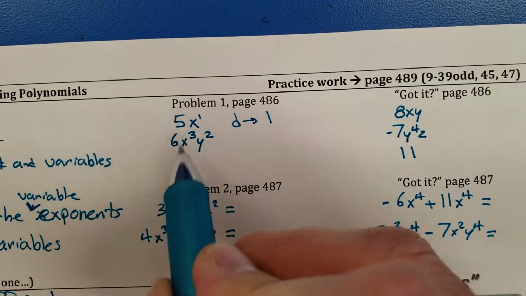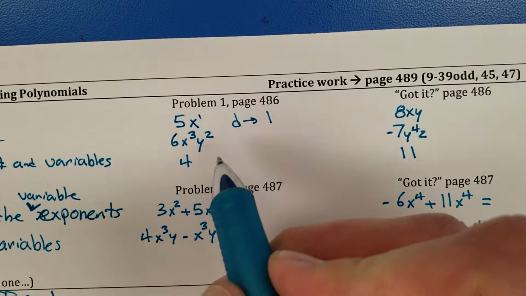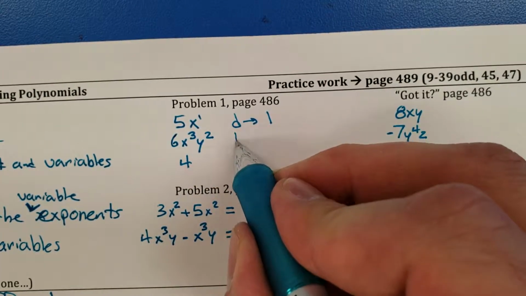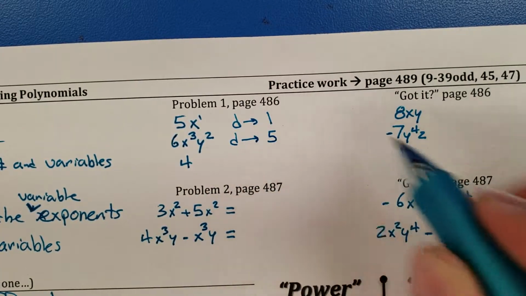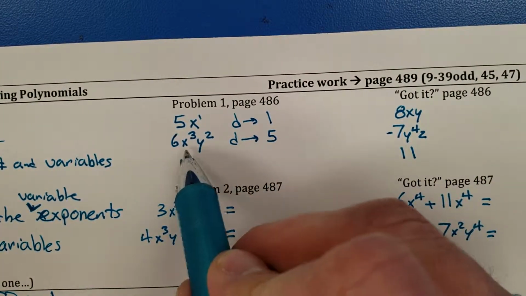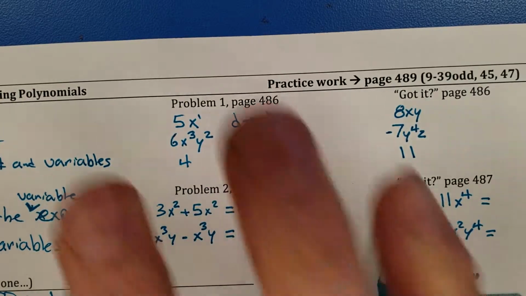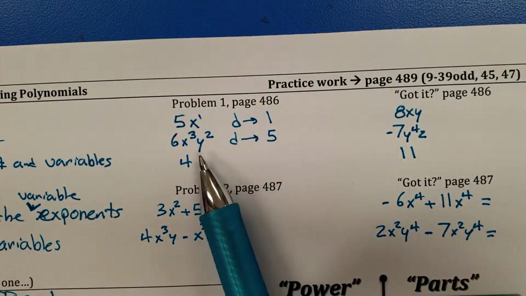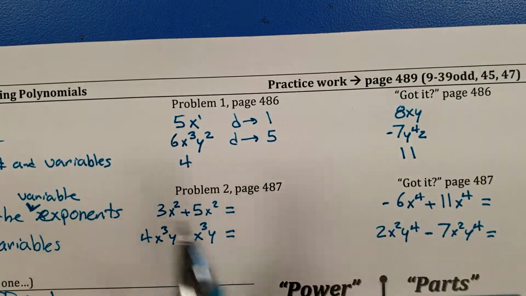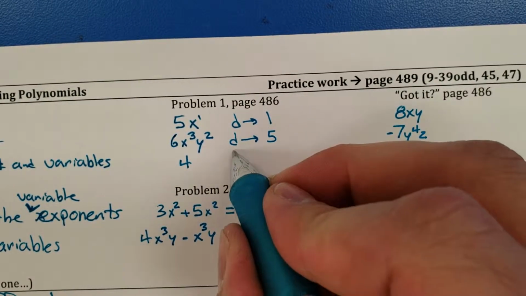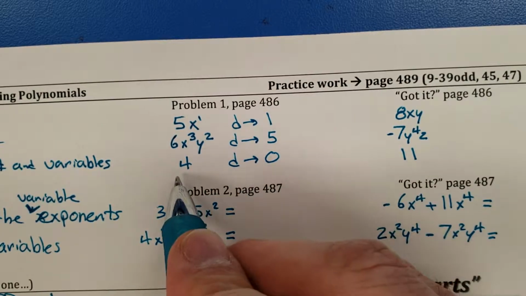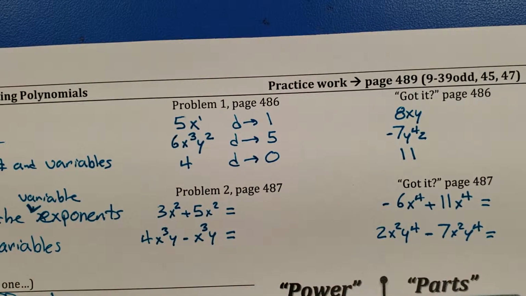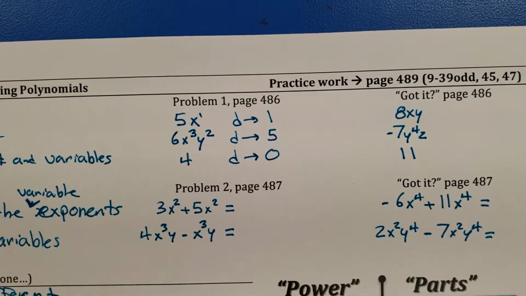Then we have a 6x cubed y squared. That's going to have a degree of 1, 2, 3, 4, 5. Okay, there's 5 variables. No, there's not. There's only an x and a y. That's x cubed. That's 3 x's. And then y squared, that's 2 more. 3 plus 2 is 5. 4 has a degree of 0. There's no variables. It's a monomial, but it still has a degree, and that degree is 0.